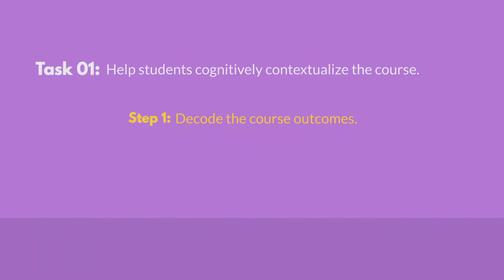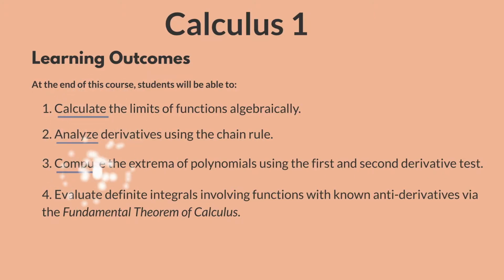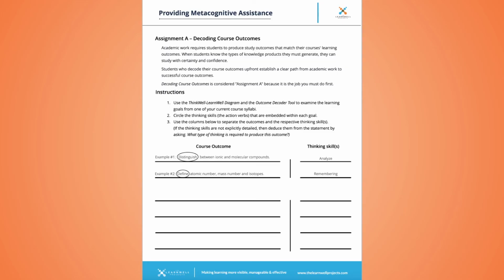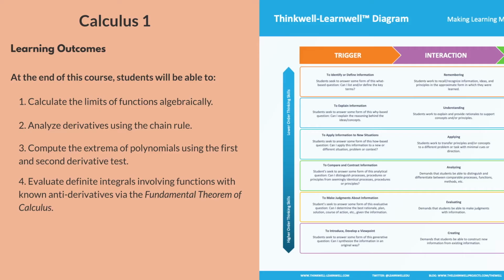Step 1, decode the course outcomes. Use the verbs in the course learning outcomes to figure out how students need to think about the content. This is assignment A in the ABCs of academic work documents in the online course. Print this document out and use it as you work with students. You'll know they are getting it when they can do 3 critical tasks.